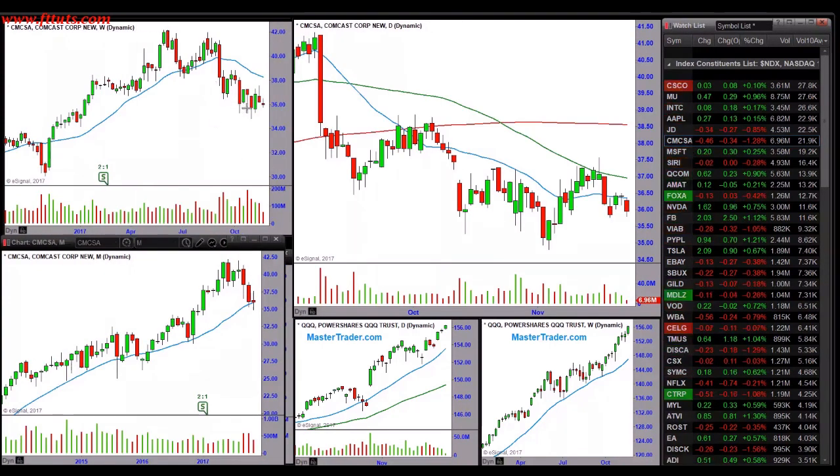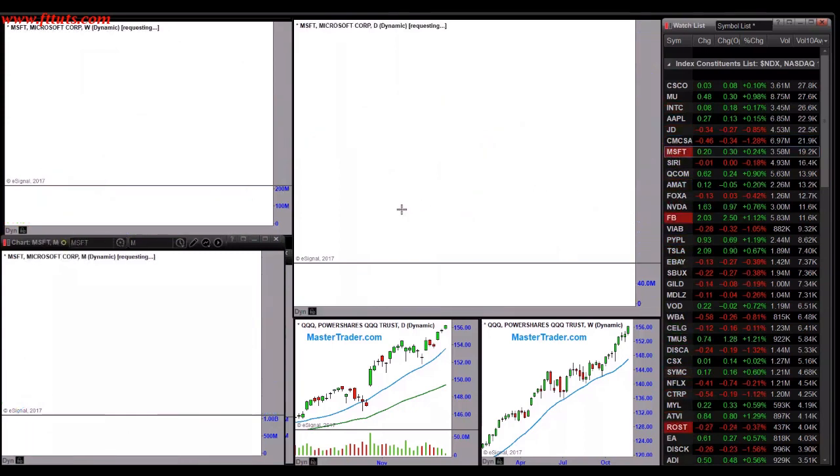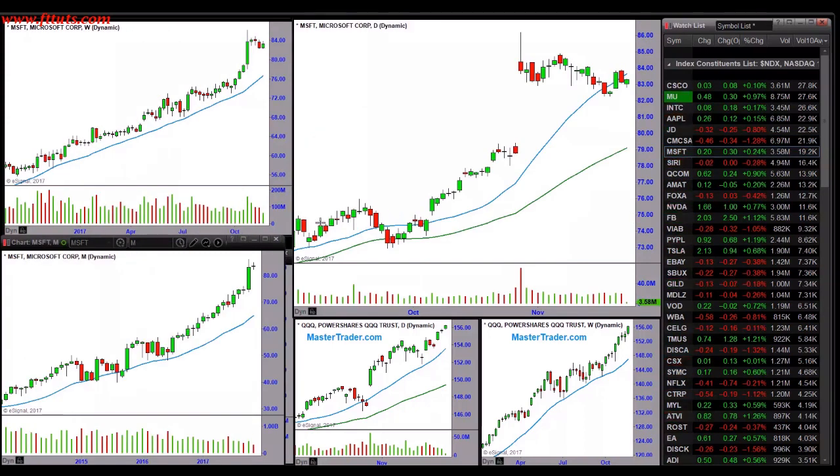CMCSK, it's correcting lower. On the monthly, it's coming down closer to some support. It's rather sloppy. I'm not interested. Microsoft, wide range bar up on the monthly after a run. Suggests that the move is exhausted.